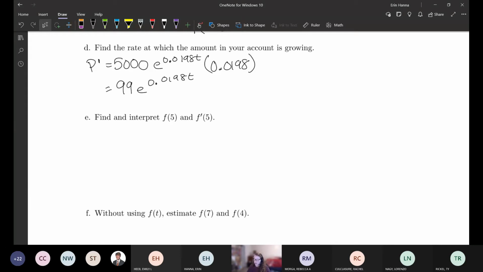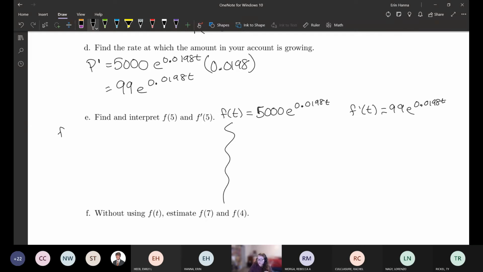Anyway, so now we want to find and interpret f of 5 and f prime of 5. And I should have been careful with my notation here. The f of t is just the original equation, so the 5,000, and we're using the e equation for the rest of this. And then the f prime is, of course, the derivative we just found. I probably should have called it P and P prime, but I wasn't thinking. That had reduced to 99 e to the 0.0198t.